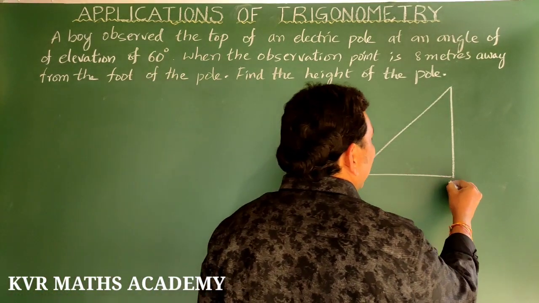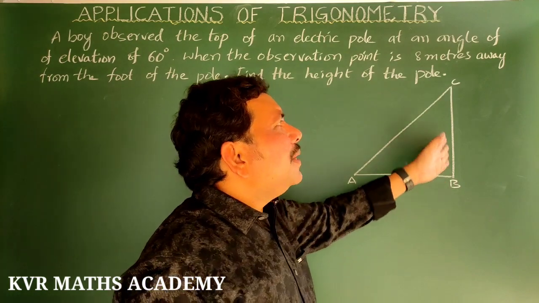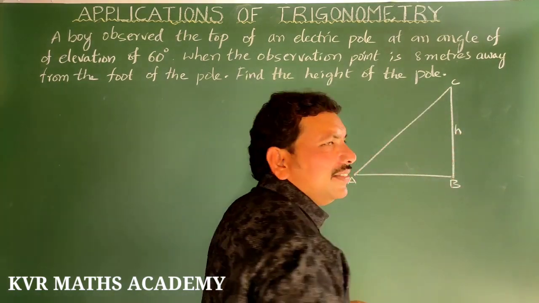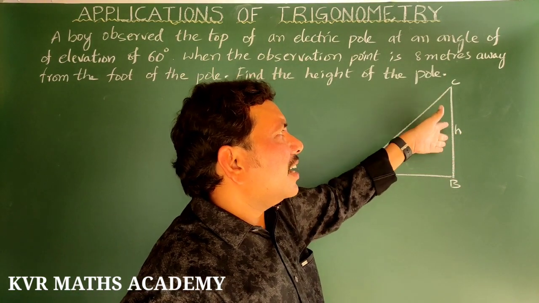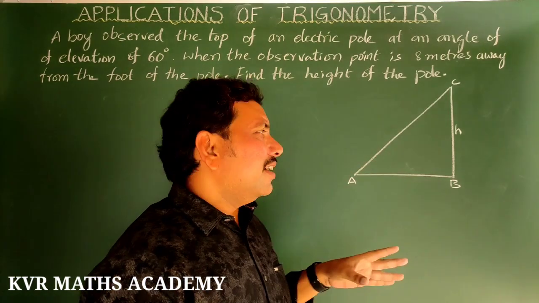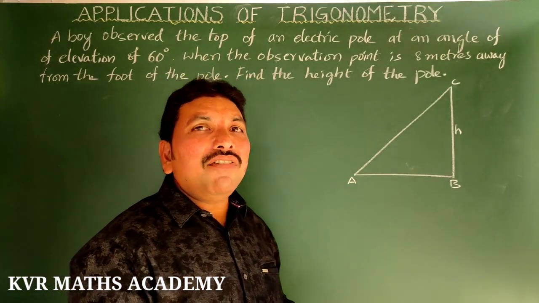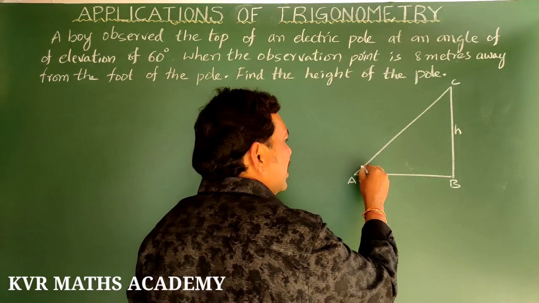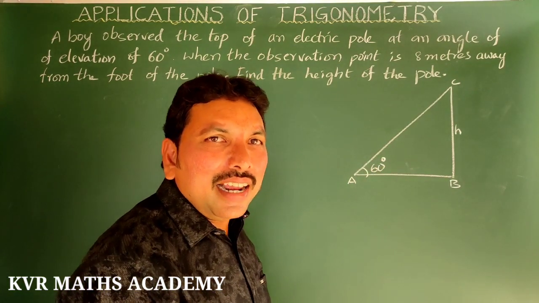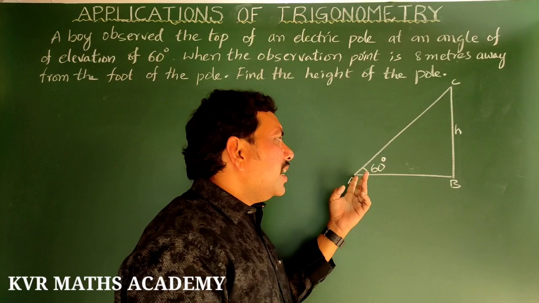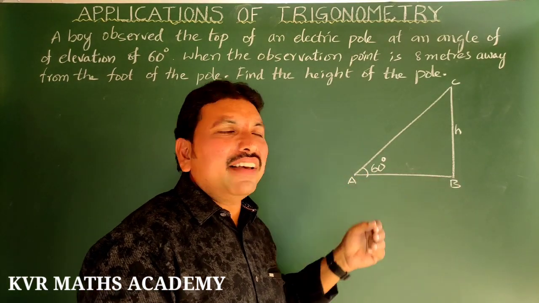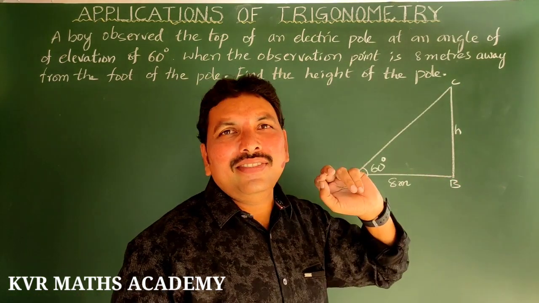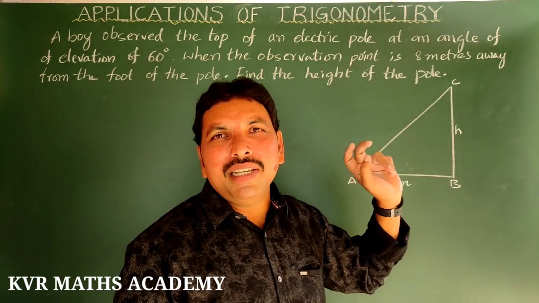Suppose ABC is the right angle triangle. Suppose BC is the tower, named as H. H is the height of the tower. He is observing at an angle of elevation of 60 degrees to the top of the electric pole, so this is 60 degrees. The distance between the observer and the pole on the surface of the earth is 8 meters. We should find H, because BC is named as H.